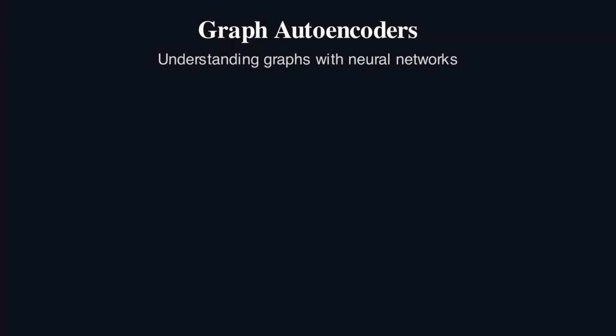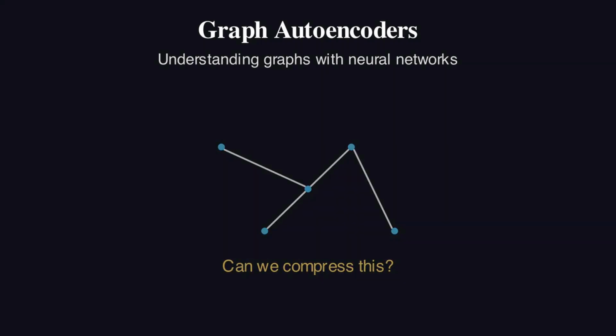In this video, you're going to learn what graph autoencoders are, how they work, and why they are useful. Graphs appear everywhere, from social networks to transportation systems, and they capture how things are connected. But working with graphs directly can be complex. So the key question is, can we compress this structure into something simpler without losing the important information? That's exactly what graph autoencoders do.